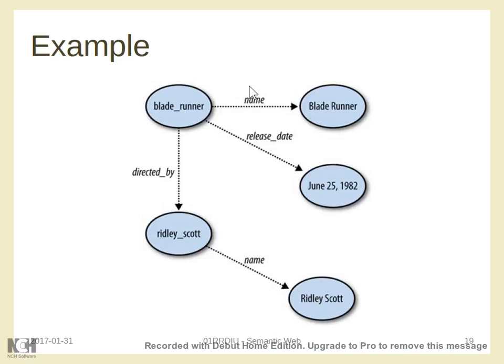So this is not the name of the movie. It's a node that represents the concept of that specific movie. And which movie is that? The one that has a name, was released on a specific date, and was directed by a specific director. So for describing information, we don't assume that the node brings any specific meaning. It's just an ID, just an identifier.